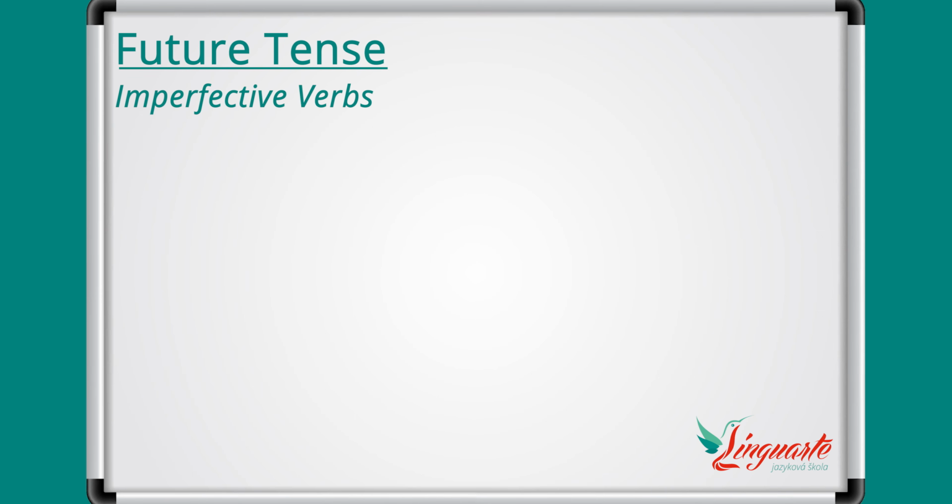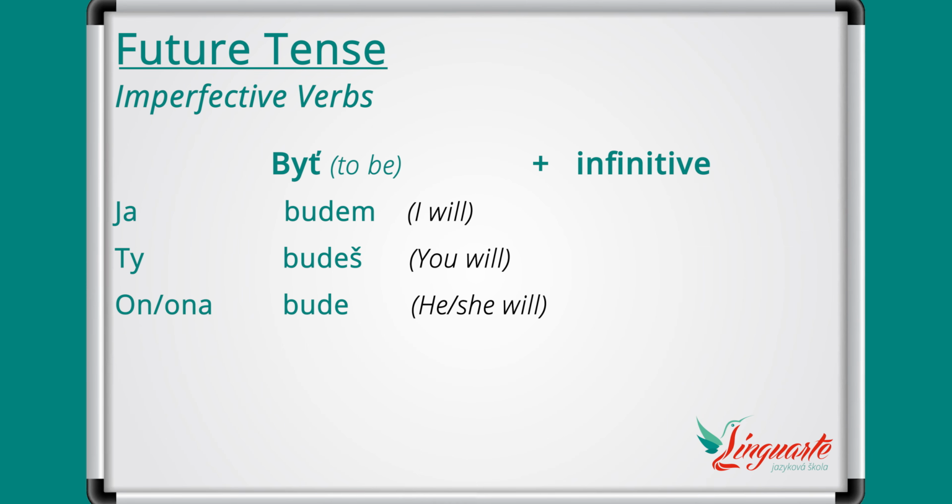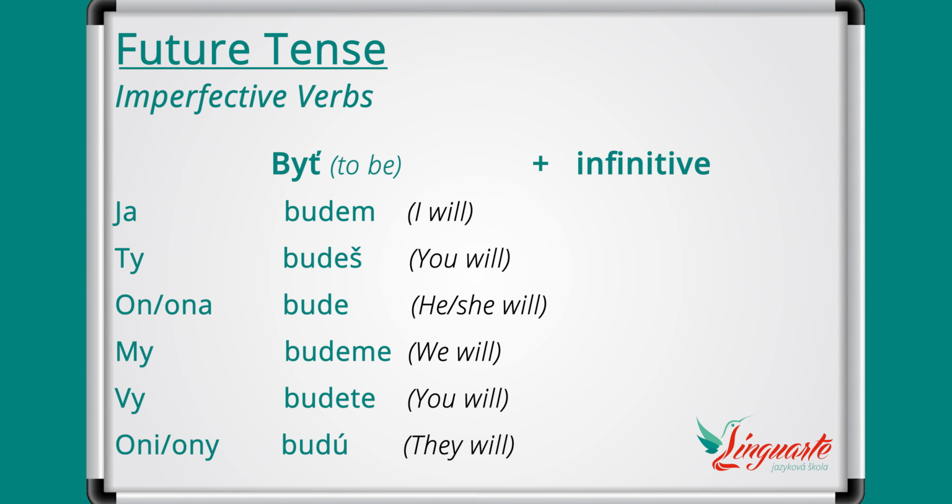To create this, we just need to use the verb byť, to be, in future tense plus the corresponding infinitive form of the imperfective verb. The verb byť in future is as follows. Ja budem, I will. Ty budeš, you will. On, ona bude, he or she will. My budeme, we will. Vy budete, you plural will. Oni budú, they will.